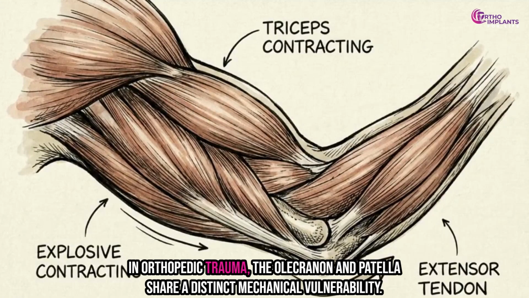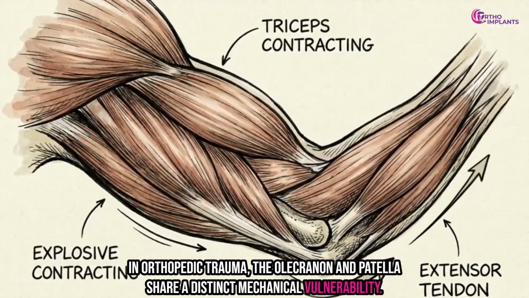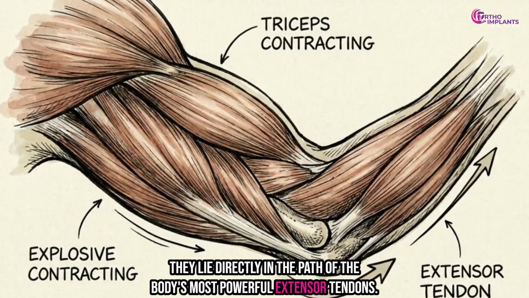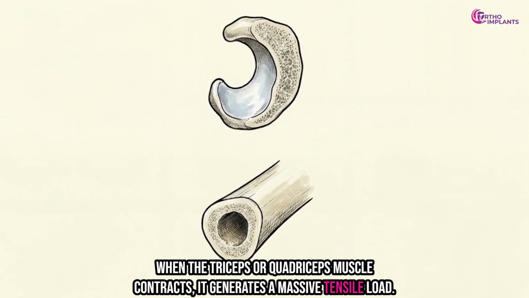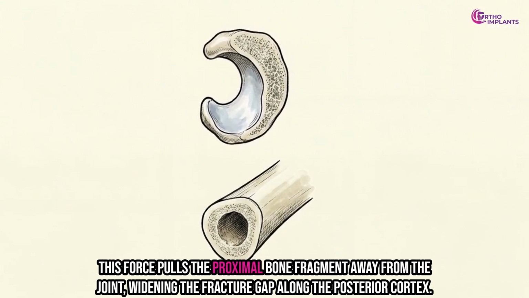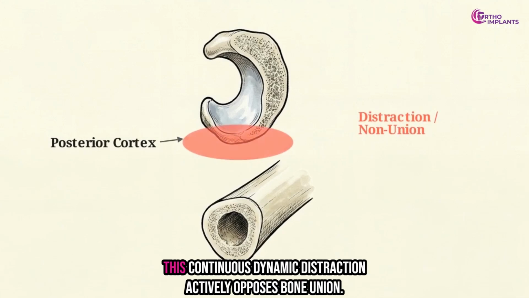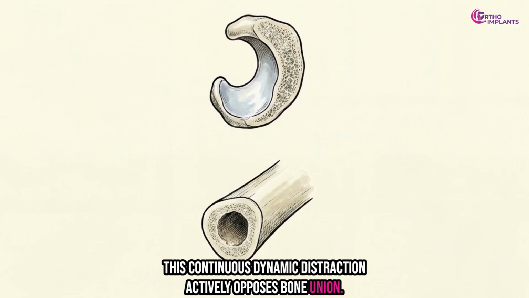In orthopedic trauma, the olecranon and patella share a distinct mechanical vulnerability. They lie directly in the path of the body's most powerful extensor tendons. When the triceps or quadriceps muscle contracts, it generates a massive tensile load. This force pulls the proximal bone fragment away from the joint, widening the fracture gap along the posterior cortex. This continuous dynamic distraction actively opposes bone union.